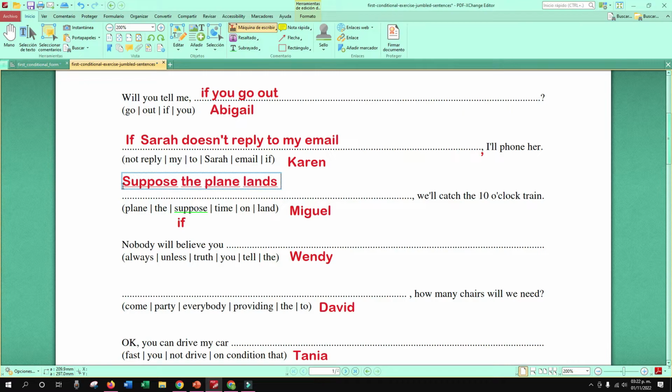lands on time, right? Comma, there you have the comma. Will catch the 10 o'clock train, right? Or you can write down if. Si usted gusta igual, puede utilizar if. If the plane lands on time, we'll catch the 10 o'clock train, okay?